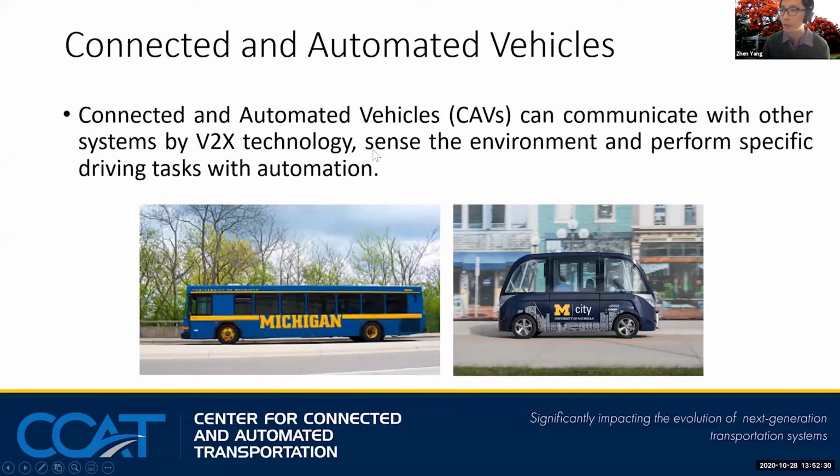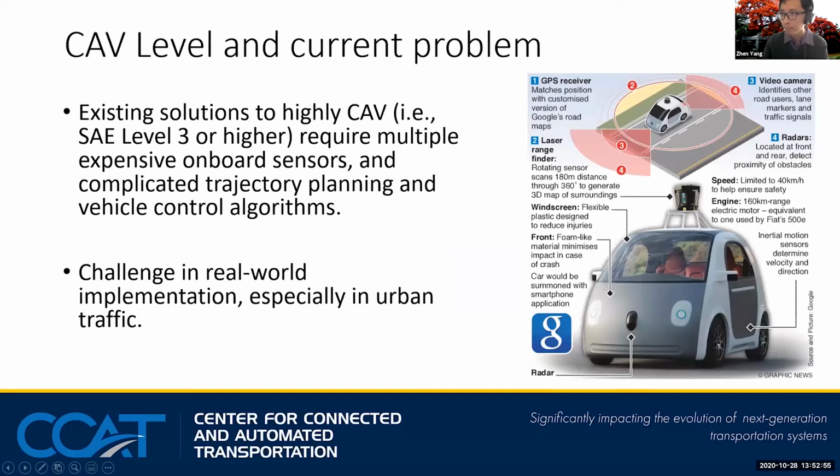I think most of you have heard of connected and automated vehicles. They can communicate with other systems by V2X technology, sense the environment, and perform specific driving tasks with automation. Here, I give you two examples of connected or automated vehicles at the University of Michigan. The first one is an M-Bus, which is a connected vehicle. The second one is a Navia shuttle running in M-City, which is an automated vehicle.